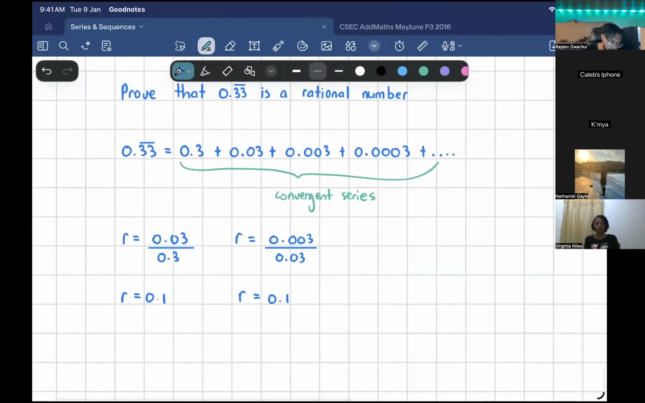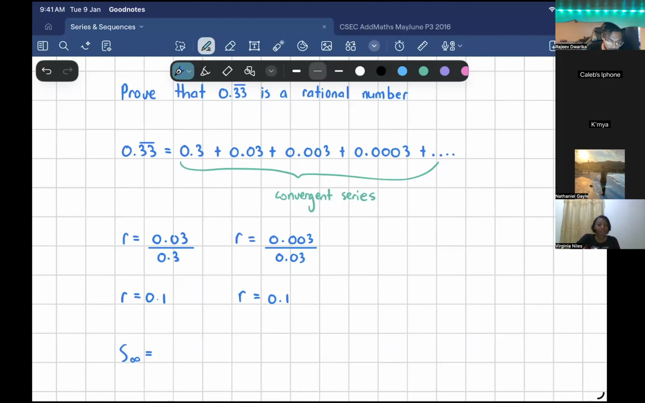And if we want to prove it's a rational number, what do you think I should do now? What do you all think we should do now? Rewrite it as a fraction? I can't just rewrite it as a fraction. I need to find the sum to infinity to verify that it's a rational number. Because, Virginia, we know it's a convergent series, it'll converge to a finite number. We are trying to see what it converges to, to see if that number is a rational number.